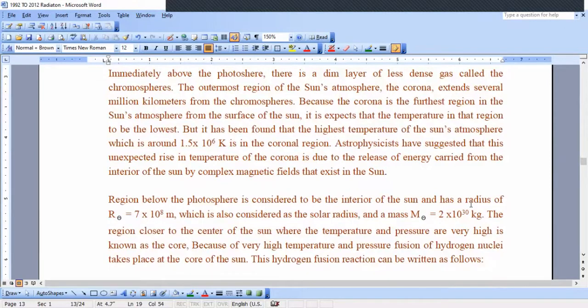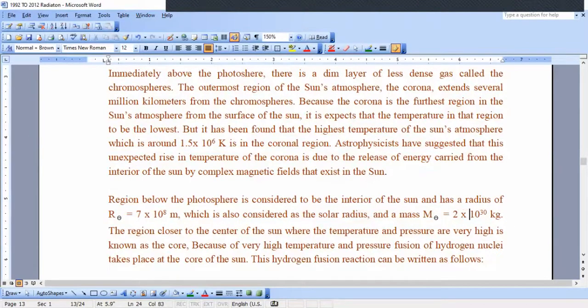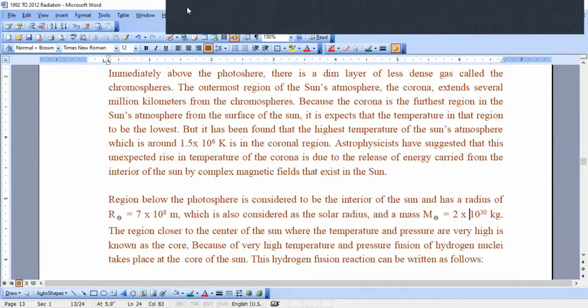Astrophysicists have suggested that this unexpected rise in temperature of the corona is due to the release of energy carried from the interior of the sun by complex magnetic fields that exist in the sun. The region below the photosphere is considered to be the interior of the sun and has a radius of 7 times 10 to the power 5 meters, which is also considered as the solar radius, and a mass M equal to 2 times 10 to the power 30 kilogram.